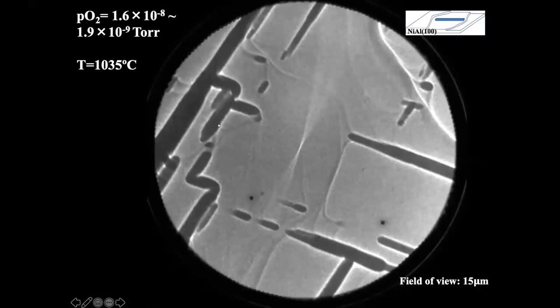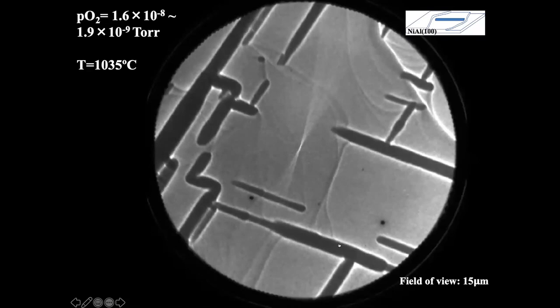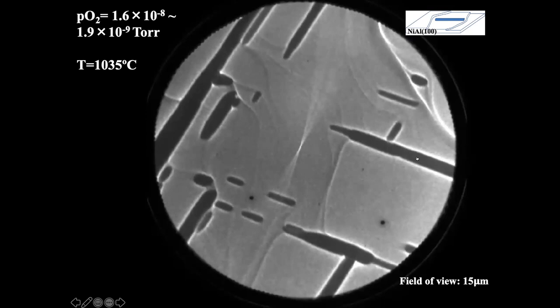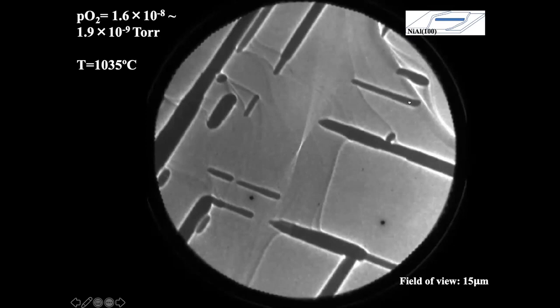At this temperature, we also change the pressure a little bit, from 1.6 times 10 to the minus 8 to 10 to the minus 9. So you can see what happens. First we have oxide growth under oxidizing conditions, and then we lower the pressure to make the oxide decompose. Then we increase the pressure a little bit to stabilize the oxide. And now you can start to see something.